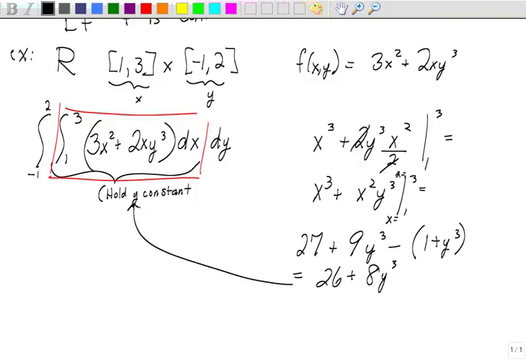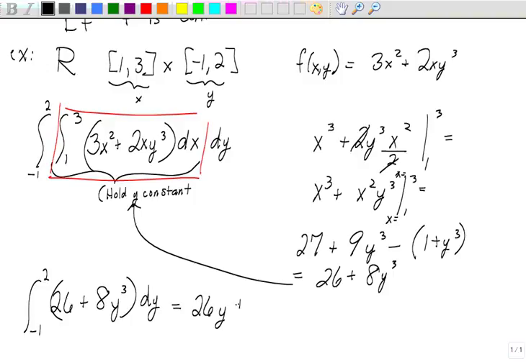Okay, then I'm going to take that and integrate with respect to y. So that's this part. Now I'm going to integrate from negative 1 to 2 of 26 plus 8y cubed. Notice I don't have an equal sign there. These are just notes, so only put equal signs in when things are equal. Be real careful about that. Now when I integrate with respect to y, x is constant. Well, I don't have any x's here, so this is 26y plus y to the 4th over 4, but I'm dividing 8 by 4, so that's going to be 2y to the 4th. And I'm going to evaluate that from negative 1 to 2.